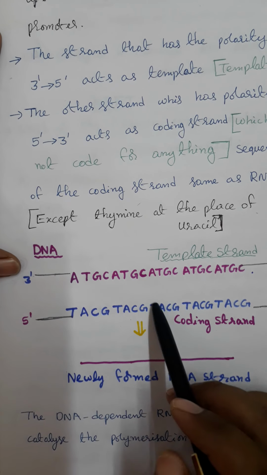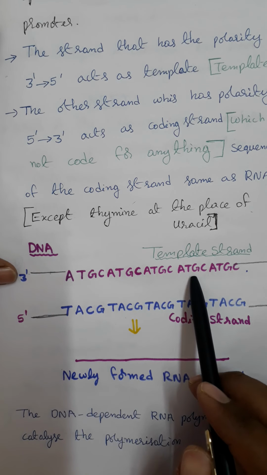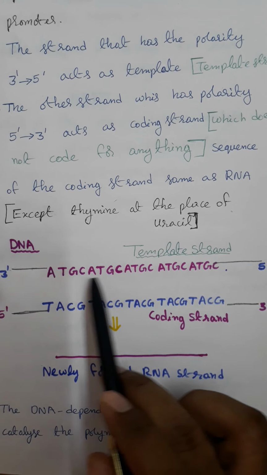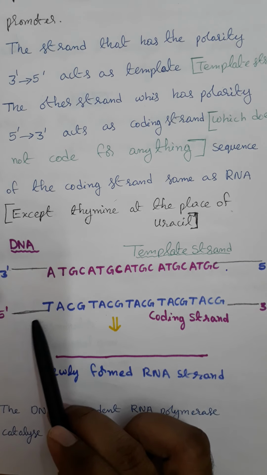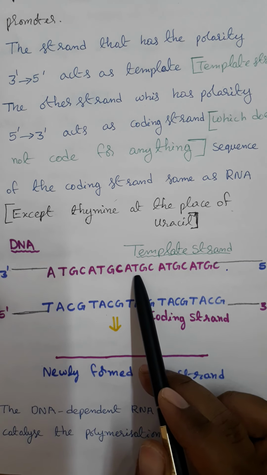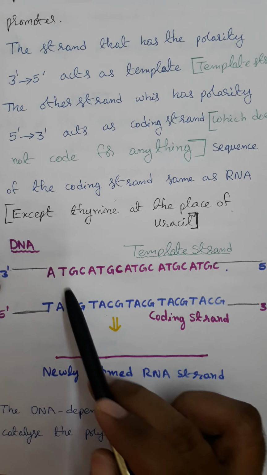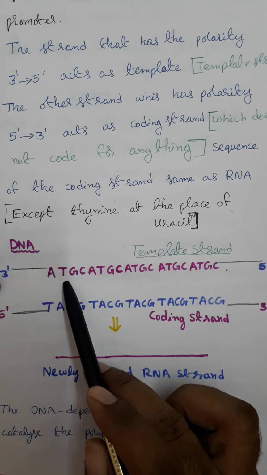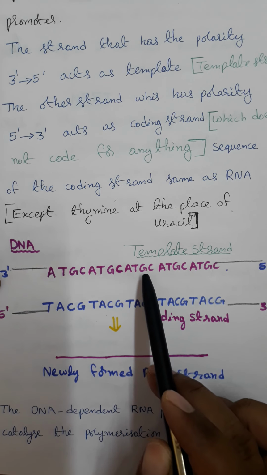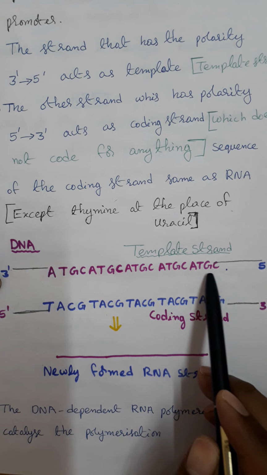Look here, this is a diagrammatic representation of the DNA molecule. A few nitrogen bases are represented here. The template strand has polarity 3' to 5', and the coding strand has polarity 5' to 3'. In a small segment of the template strand, the nitrogen bases are adenine, thymine, guanine, cytosine, repeated.